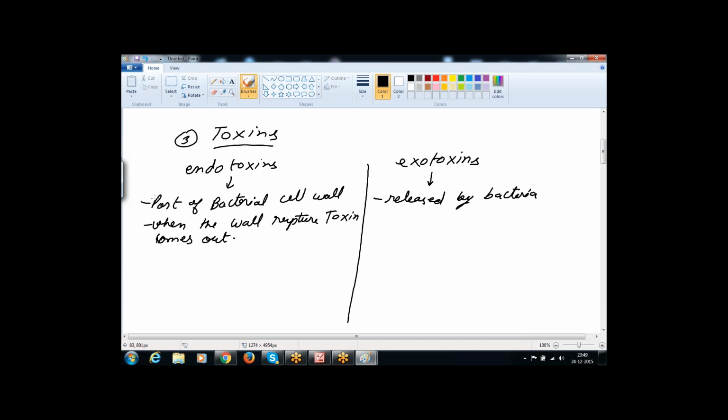So it was never released by bacteria while they were alive. Only when the bacteria die and the wall ruptures does it automatically come out. And when it comes out, it happens to be toxic and damaging for us. Whereas exotoxin is released by a living bacterium with the intention to damage the host. Endotoxin is present in the gram-negative cell wall only. So it is a feature of gram-negative bacteria, whereas exotoxin is released by both gram-negative and gram-positive.